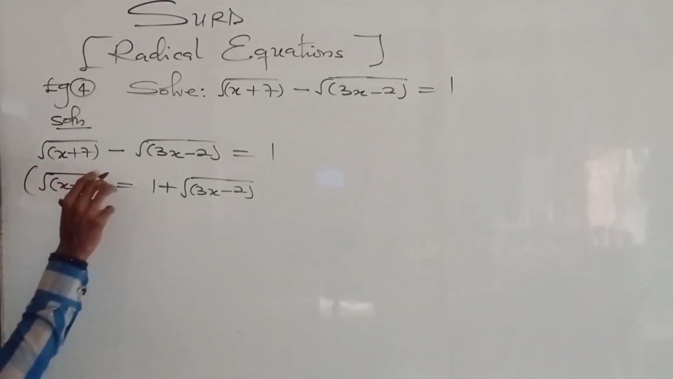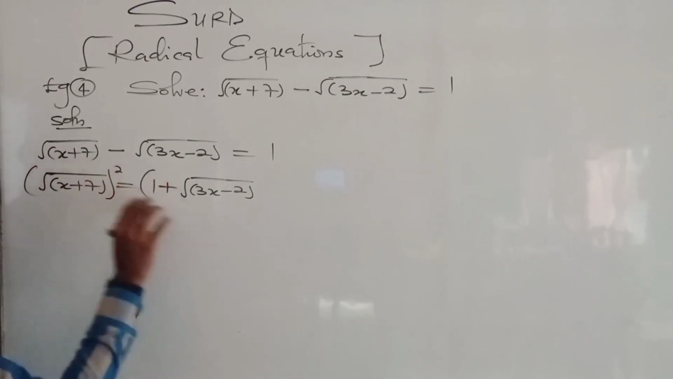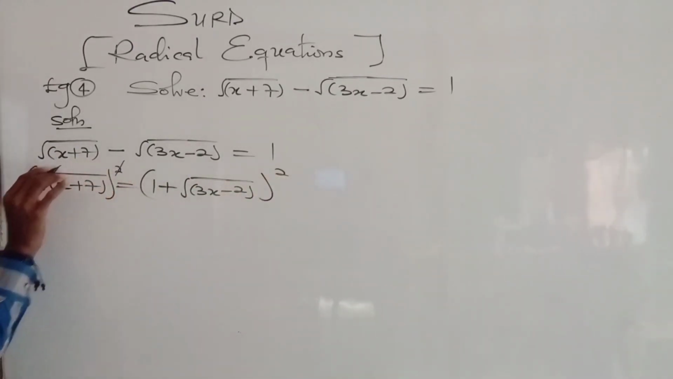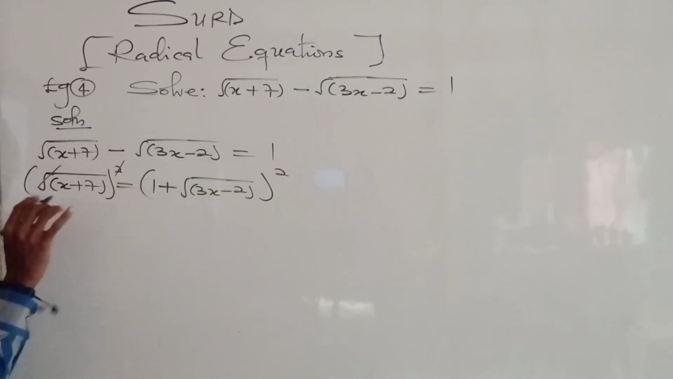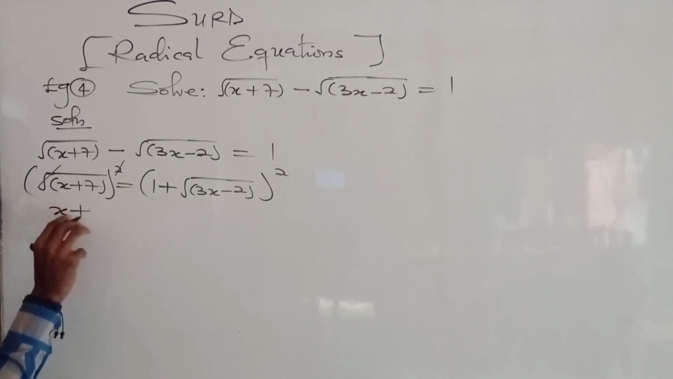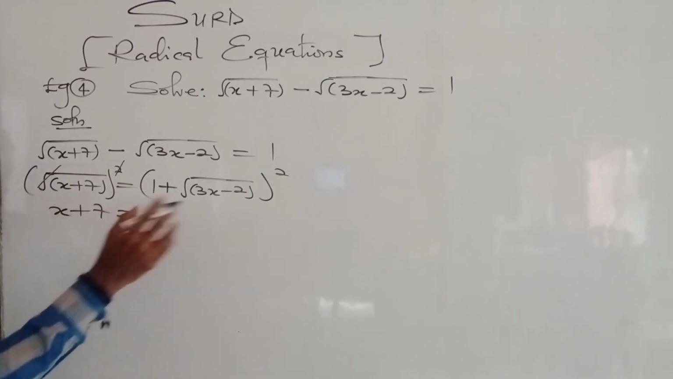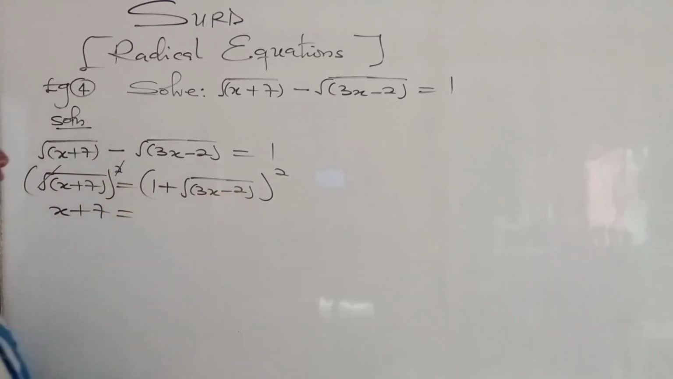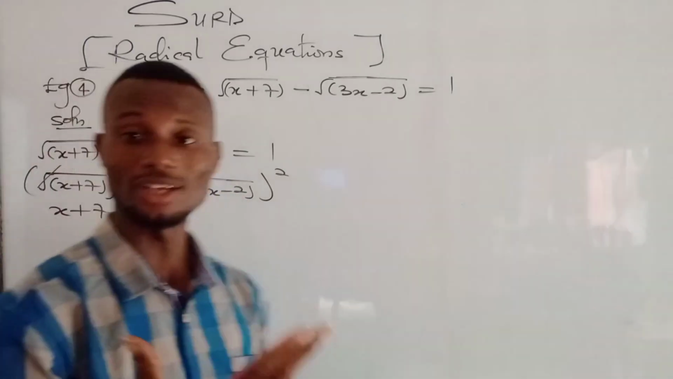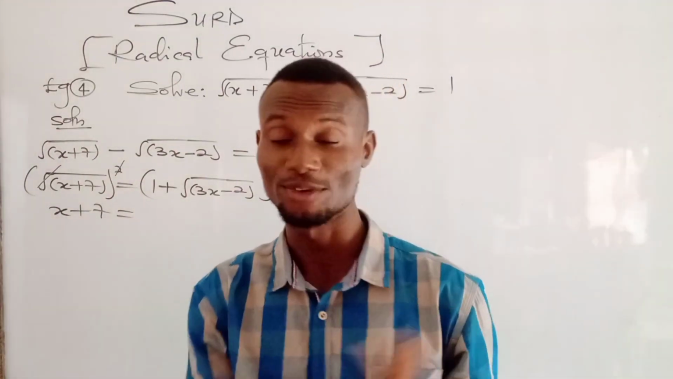Okay, so I'll square this side of the equation and square this side as well, so that this power 2 will cancel the square root sign away. So what I'm going to be left with at this side is s plus 7 equals to, now with this one, we are going to expand it using the short method that I've taught you in the previous videos.